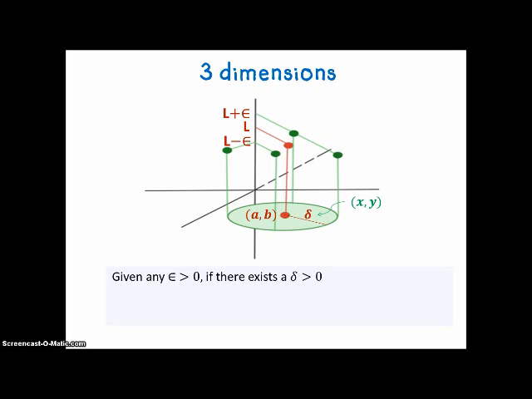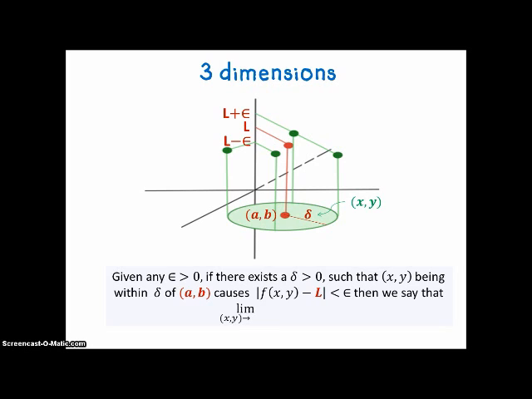Given any epsilon greater than 0, if there exists a delta greater than 0, such that (x, y) being within delta of (a, b) causes the distance between the z value and L to be less than epsilon, then we say that the limit as (x, y) approaches (a, b) of f of (x, y) is L.